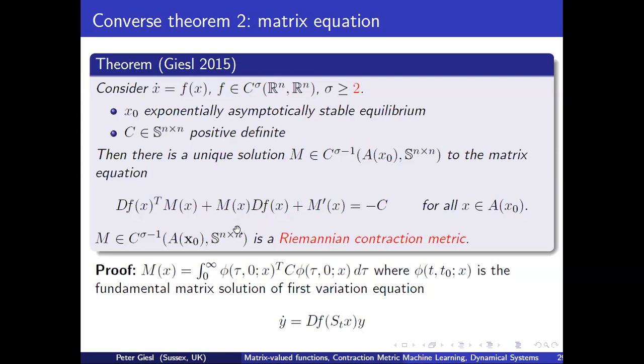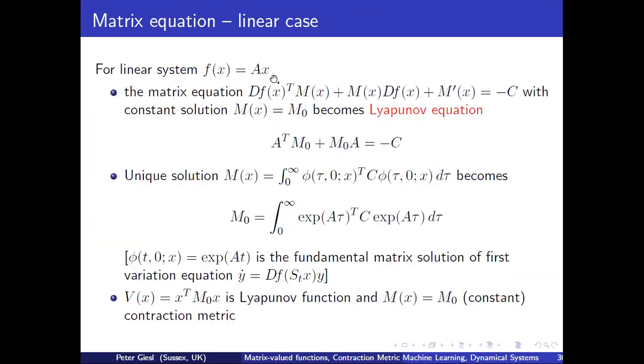But before we go to that third part, let me just give you a glimpse of what this equation actually means in a very simple case and what it is related to. The simplest case you can think of is if the differential equation is linear, so f of x is just ax. Then the matrix equation, where we also look at a constant solution, m of x independent of x, so it's just m naught, becomes something called the Lyapunov equation. So df is just a, m is just m naught, and if m is constant, then the derivative here is 0.